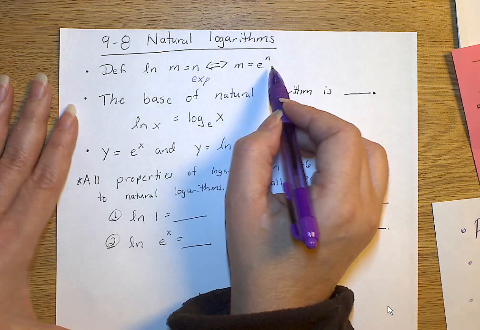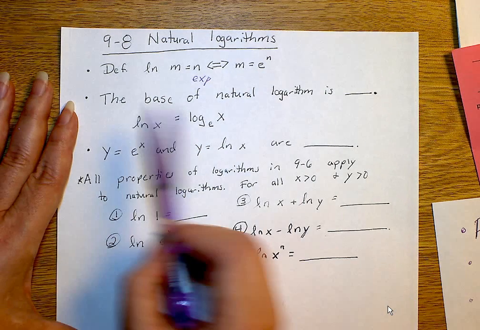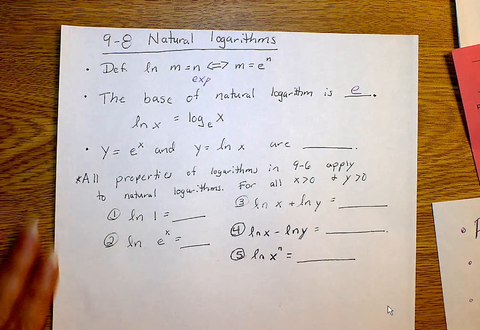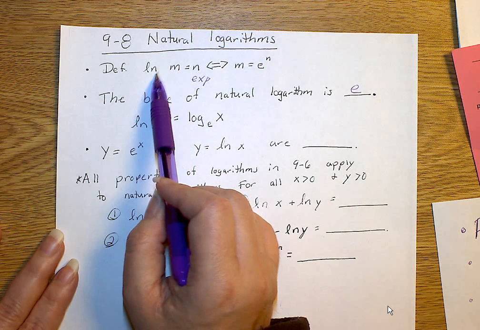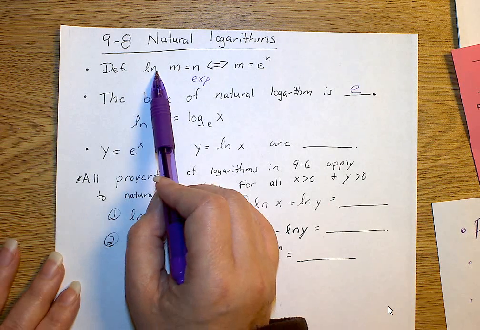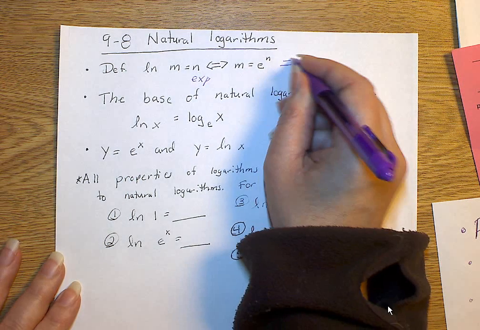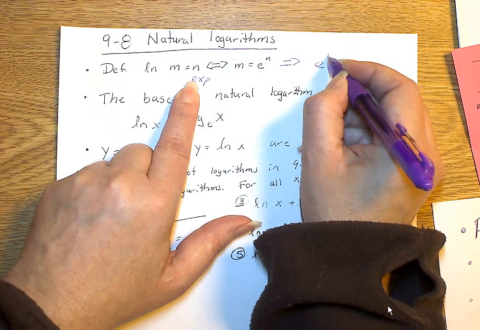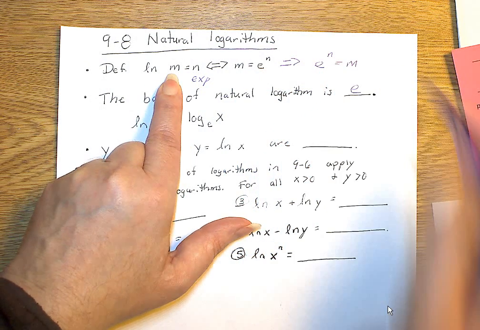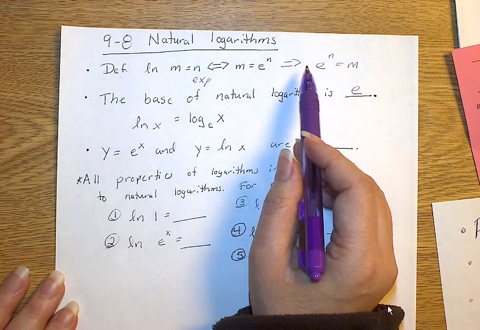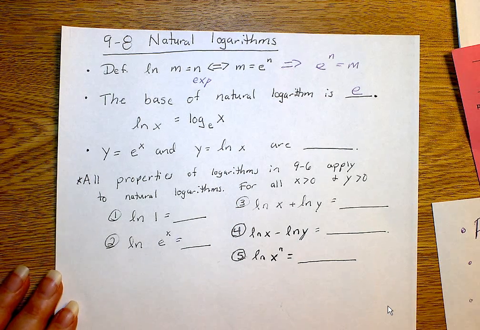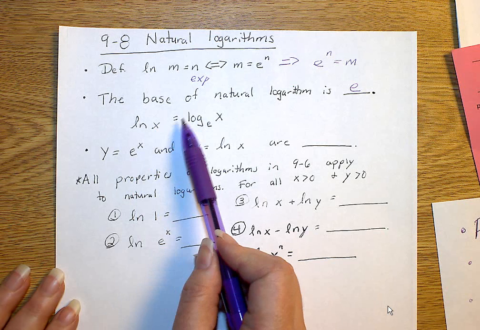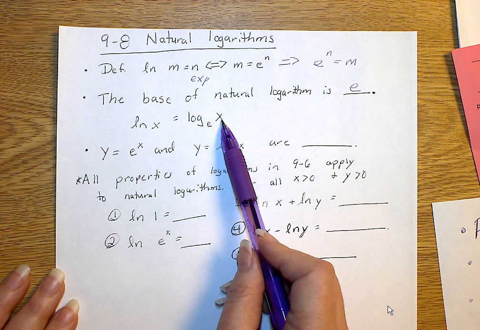The first thing we have here is that the base of a natural log is e. A lot of times they will not write anything there, but if there's nothing there, the natural log base is e. Let me rewrite this also: e is your base, your exponent is n, and your answer is m. It's the same exact thing, just rewritten. Also know that ln of x is equal to log base e of x.